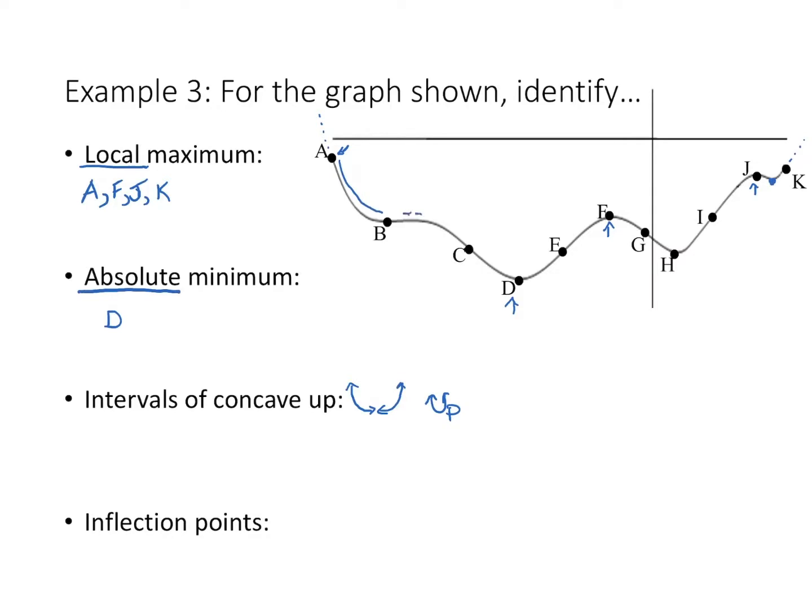At B, it looks like it's switching. So now it looks like a parabola that's opening down. So we don't want that part, but we want the interval A to B. Switching to open down here from C to D, again, it looks like a parabola that's opening up. So we're going to include that part. After D, it's still looking like a parabola that's opening up.